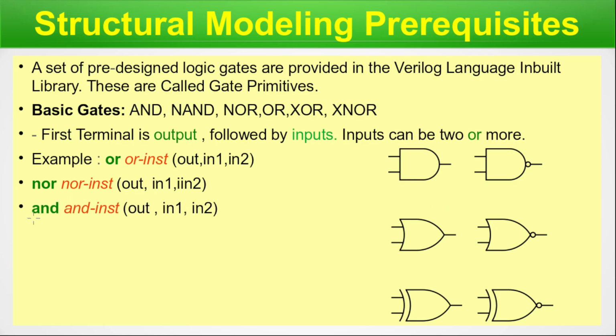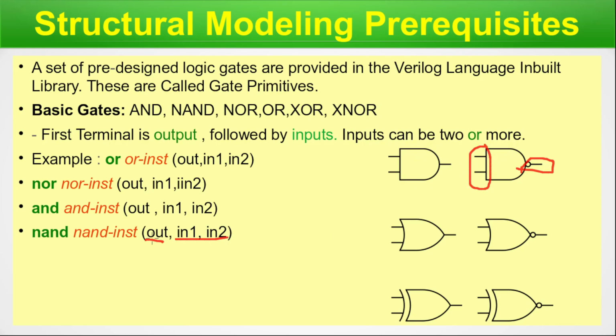Next comes the AND. It is also a two-input AND. Next, the instance, and the output comes first, followed by the two inputs. Similarly, you can see that the NAND is also there. This one is NAND. The output comes first, and the two inputs follow.